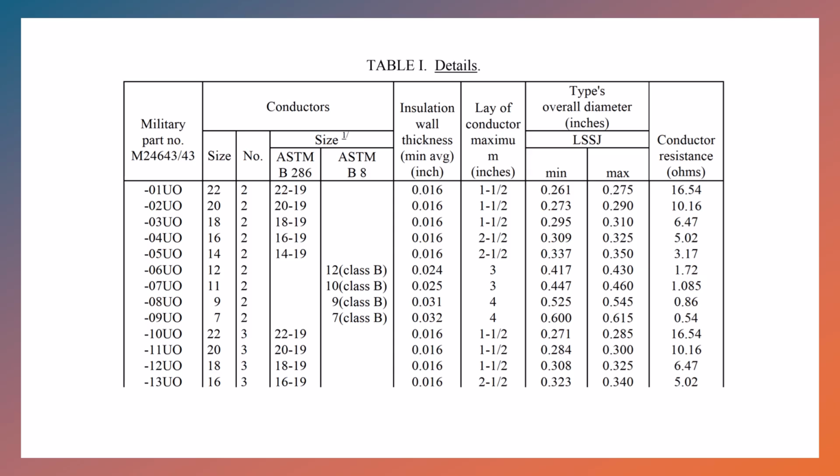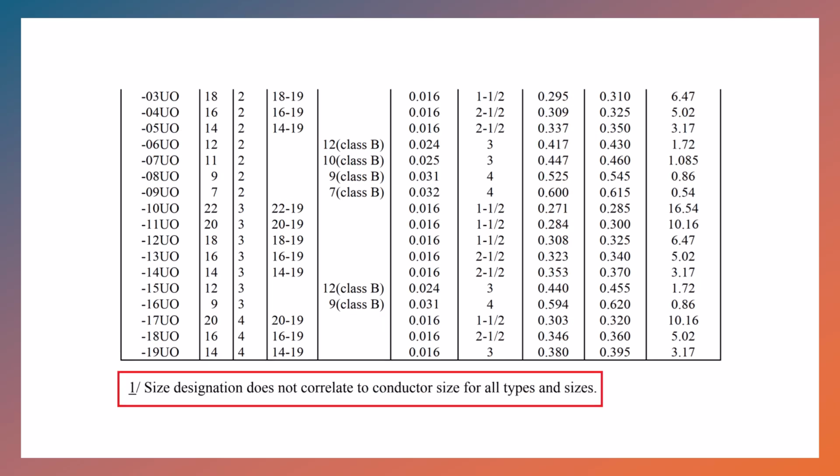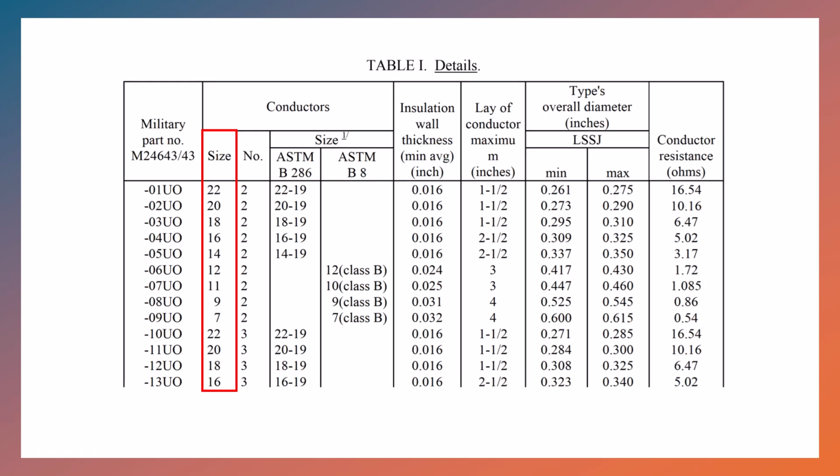Before looking at conductor sizes, notice the footnote at the bottom of Table 1, which states, size designation does not correlate to conductor size for all types and sizes. This is critical to understand. The size column is a military part size designation used for ordering, configuration control, and cataloging. It is not a physical parameter, and it is not the wire gauge. In other words, the size column does not represent AWG.